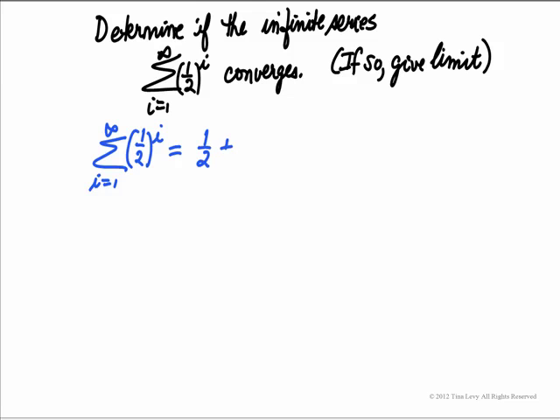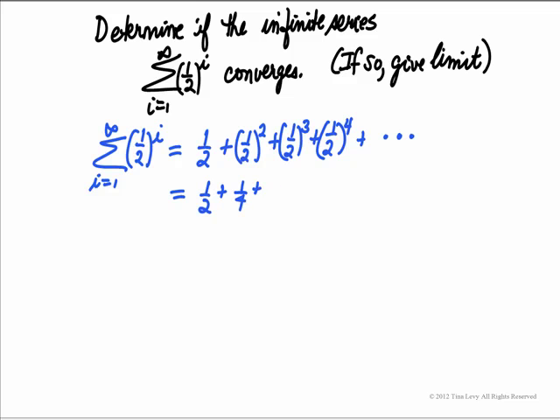It's 1/2 plus (1/2)^2 plus (1/2)^3 plus (1/2)^4, and this will go on indefinitely. So writing it out, it's 1/2 plus 1/4 plus 1/8 plus 1/16, and this goes on indefinitely in that form. Now this was our first step. We are given this infinite series.